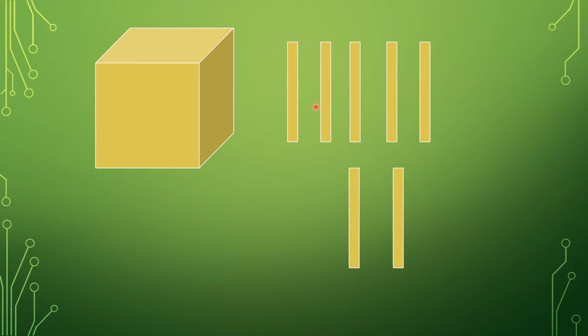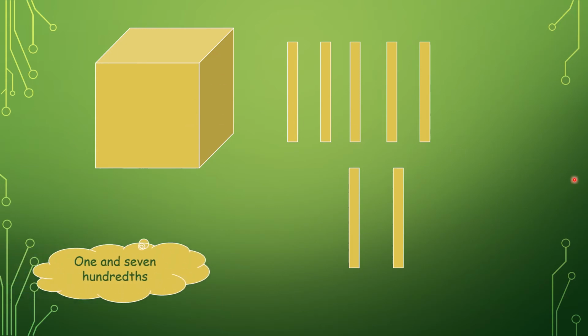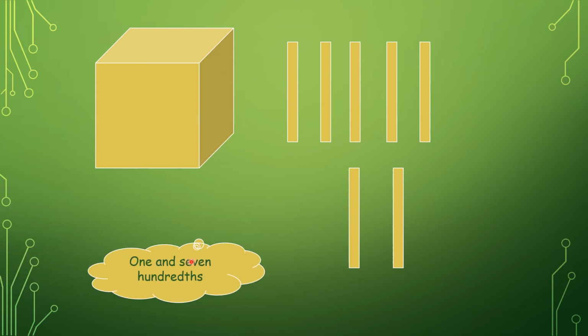And how many sticks are there? 1, 2, 3, 4, 5, 6 and 7. So 7. And there is no 10th part over here. Now we know that before 100th, the 10th is coming. But in this question, we don't have the 10th part. So in the 10th place, we will write 0. And in the 100th place, we will write 7. And in the whole part, we will write 1. So the answer is 1 and 7/100ths.